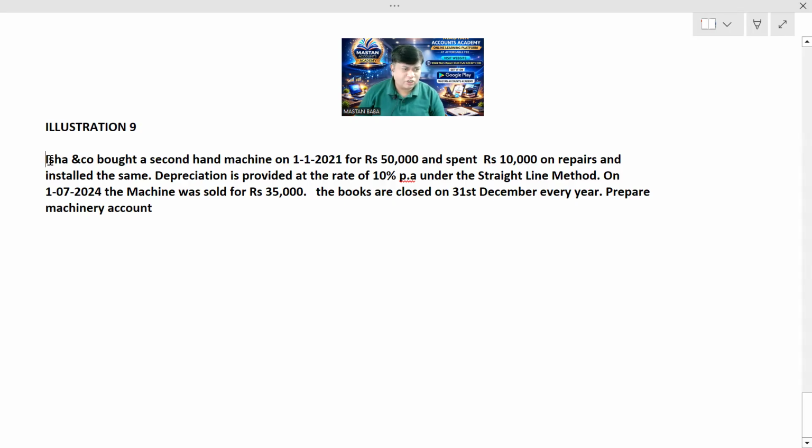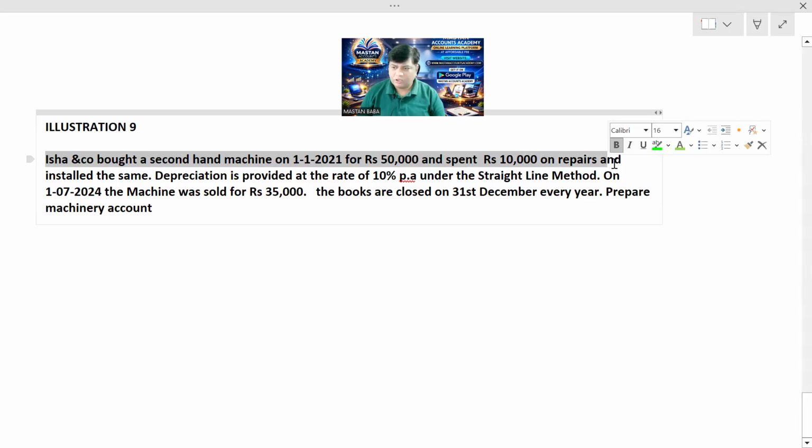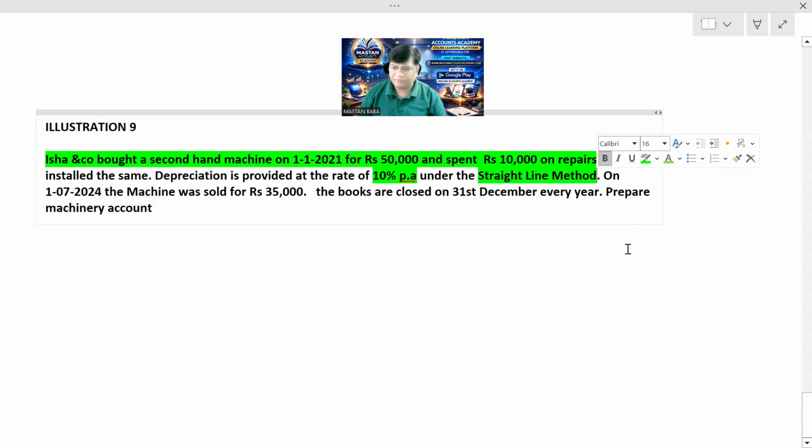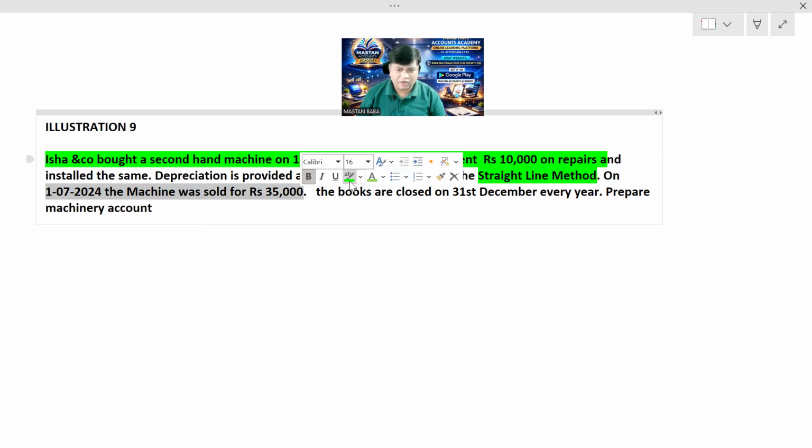The question says that Isha and Co bought a second-hand machine on 1/1/2021 for 50,000 and spent 10,000 on repairs. So totally how much did they incur? They incurred 50,000 on the asset as well as 10,000 on repairs. So the value of the asset becomes 60,000. Depreciation is provided at the rate of 10% per annum, and the method is straight line method, as we are discussing only the first method. On 1/7/2024, the machine was sold for 35,000, and the books are closed on 31st December every year.